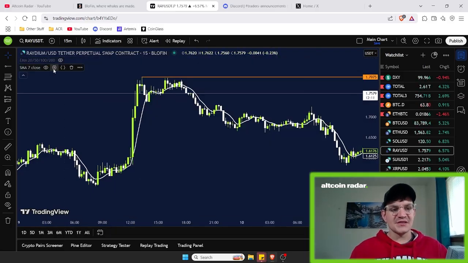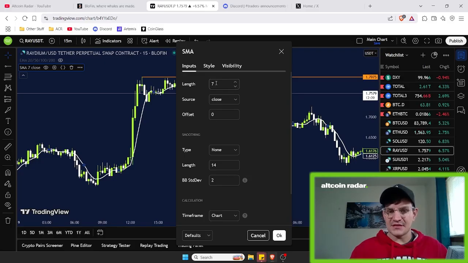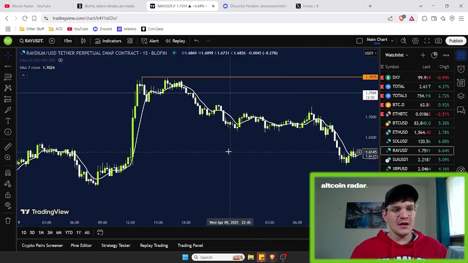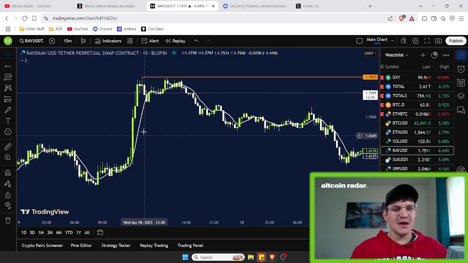Now, the standard setting for the length is, I think, set to 9. Go ahead and move it down to 7. All right. And then after that, just hit OK, and you will have your 7-period SMA sitting on your chart here.